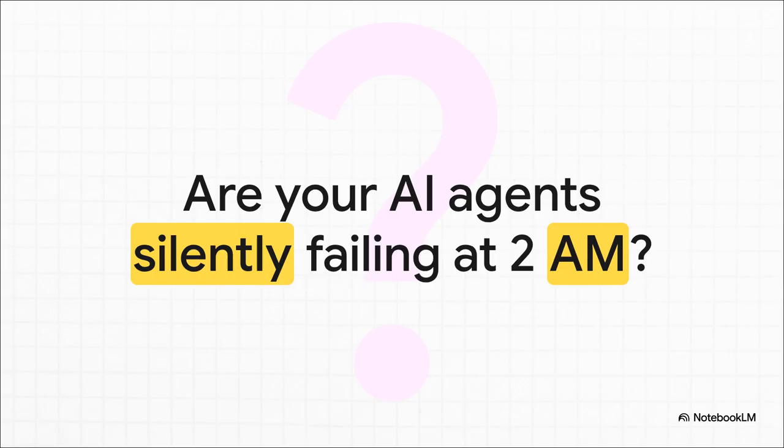Take a hard look at your current infrastructure and ask yourself, are your AI agents silently failing at 2 a.m.? Because if you're tired of writing defensive parsing code and crossing your fingers every single time an agent runs, it might be time to stop hoping the prompt worked and start actually relying on the type system. Pydantic AI V2 is for sure worth trying out this week.